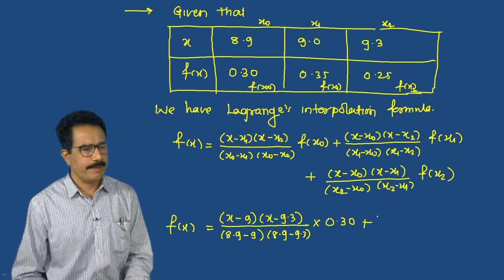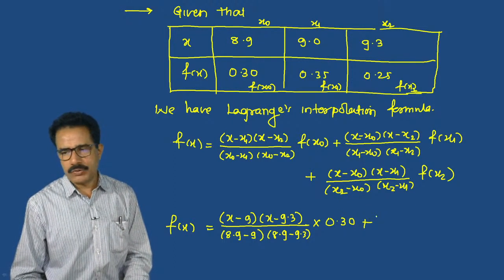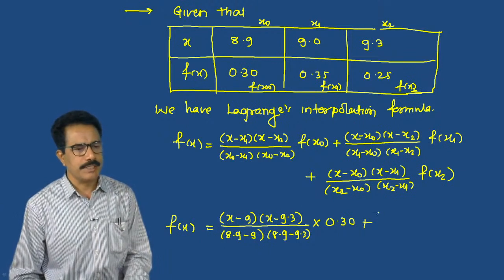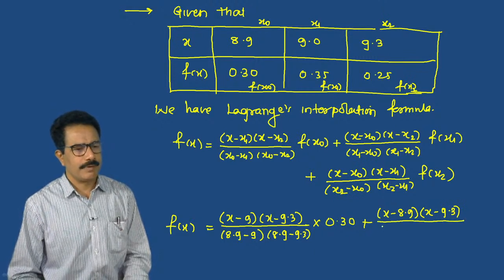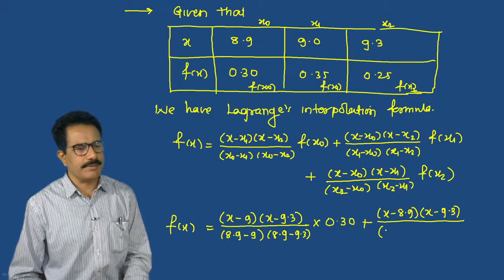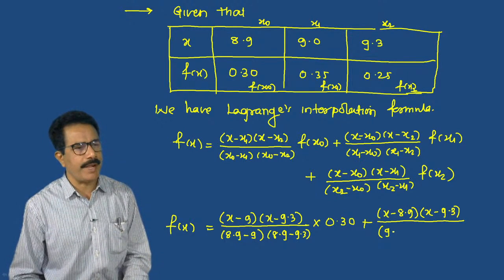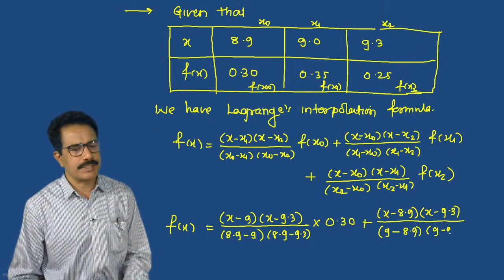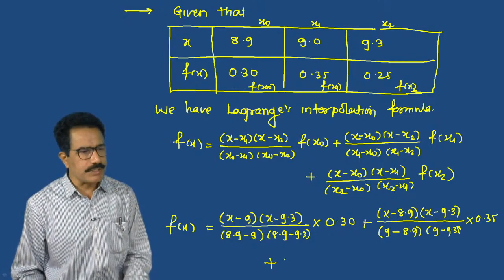Is it okay? So again we have to calculate. Okay students, x minus x0, x minus 8.9, x minus 9.3, divided by x1 minus x0, so x1 means 9 minus 8.9, 9 minus 9.3, into f of x1, which is 0.35. So also put this value.